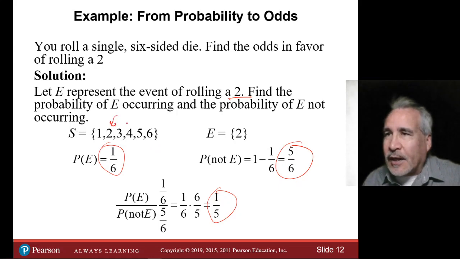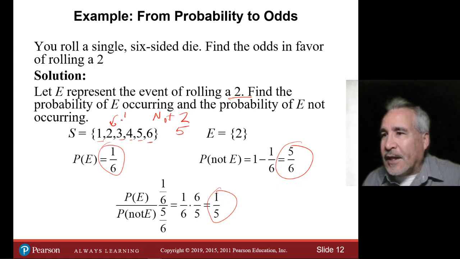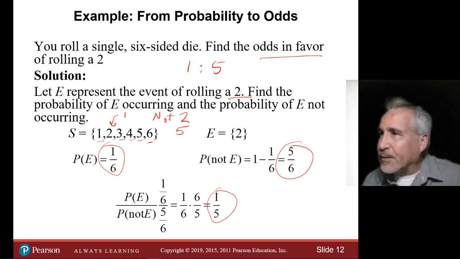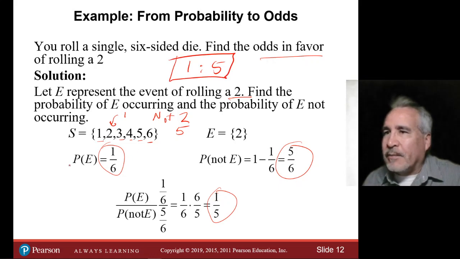How many 2s are there? There is 1. How many not 2s are there? There's 1, 2, 3, 4, 5. There's 5. So what are we looking for? The odds in favor of rolling a 2. Well, there's 1 two, and there's 5 that are not 2s. This is the way my preference is. Don't go to probabilities because it just confuses you. It's extra steps. Let's just count.